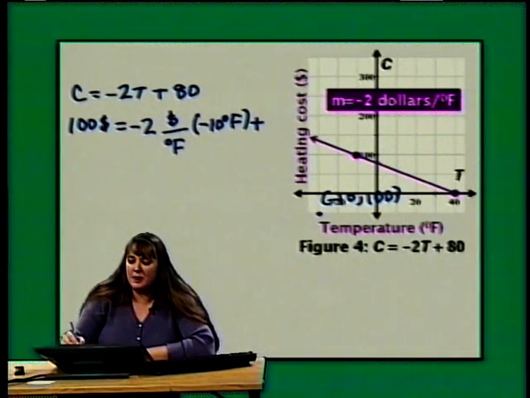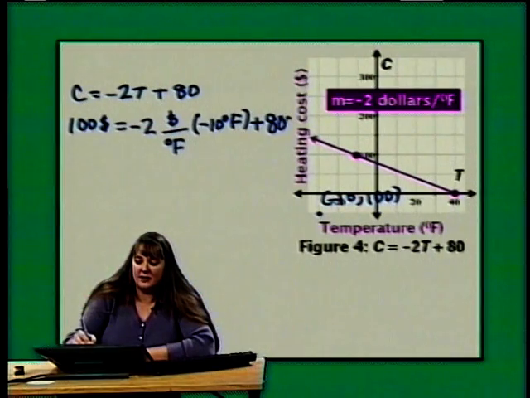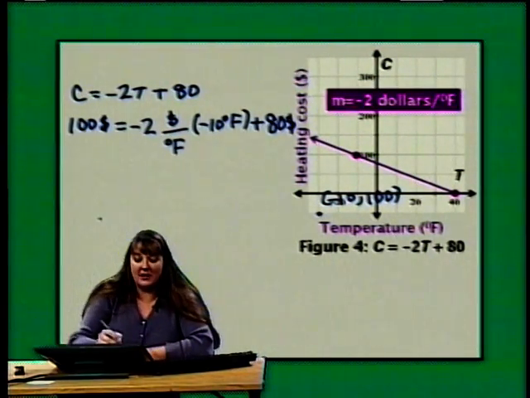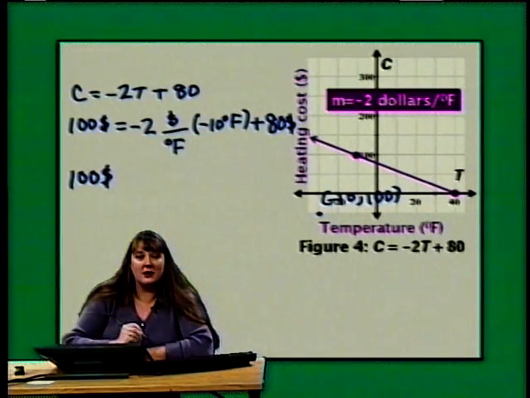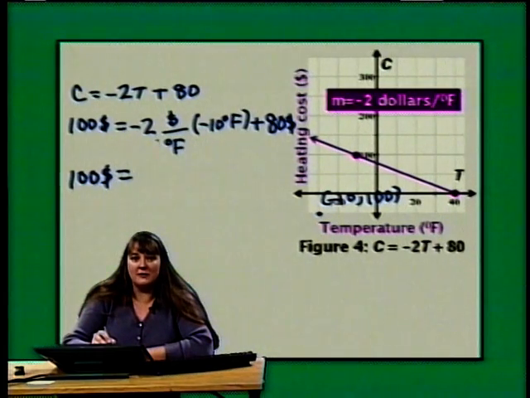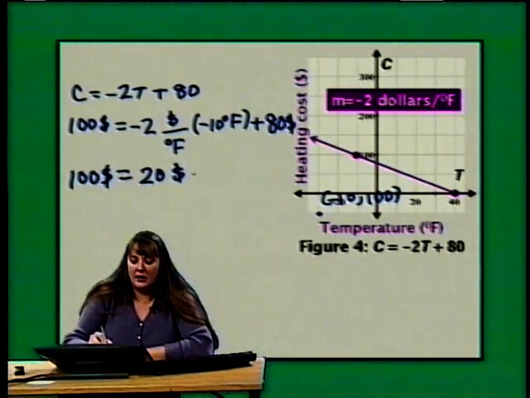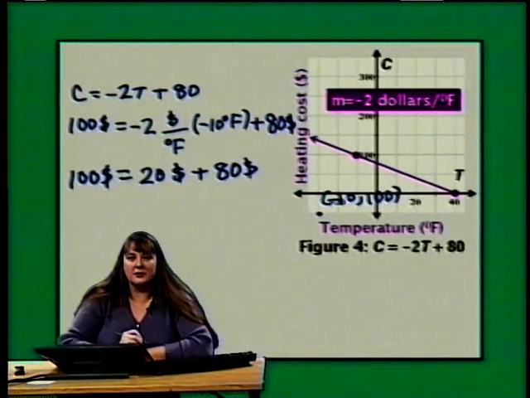Well, the b tells me about my vertical intercept. My c value of the vertical intercept is 80, and c is measured in dollars. So this 80 is also measured in dollars. So I have $100 on the left, and hopefully the units on the right-hand side also simplify to dollars. Let's take a look. When I'm multiplying -2 dollars per degree Fahrenheit by -10 degrees Fahrenheit, the degrees Fahrenheit cancel, and I'm just left with dollars as my units. -2 times -10 is 20, with units of dollars. And to that, we're adding $80. $20 plus $80 is $100. The units work out.